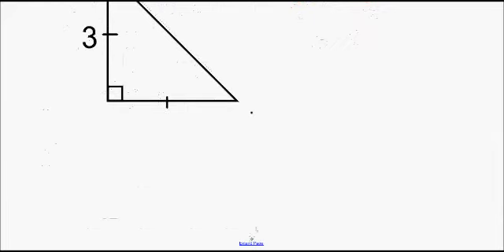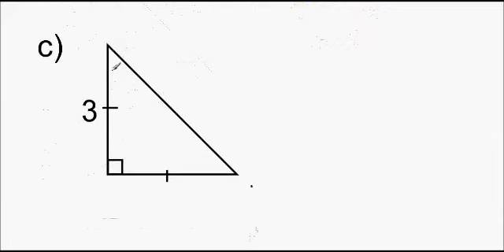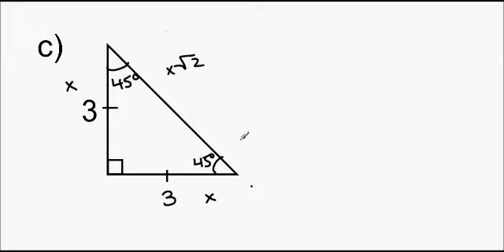Part C. Okay, so again, I have a 45, 45, 90 triangle because of those marks. And I'm looking for these two sides. Well, this side is a 3, which is the same as this bottom side here, so I can just mark that as a 3. And I know my ratio is x, x, x root 2.